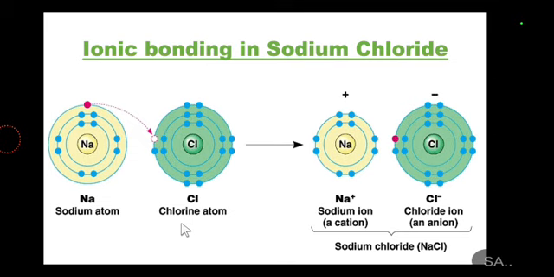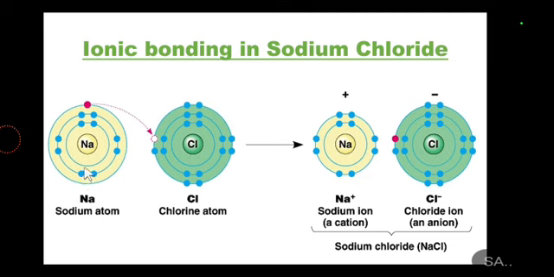We'll clarify our concept with the help of this example of ionic bonding in sodium chloride. If you look at the sodium atom, it has the atomic number 11. It means its number of electrons is 11. These electrons are distributed among three shells.